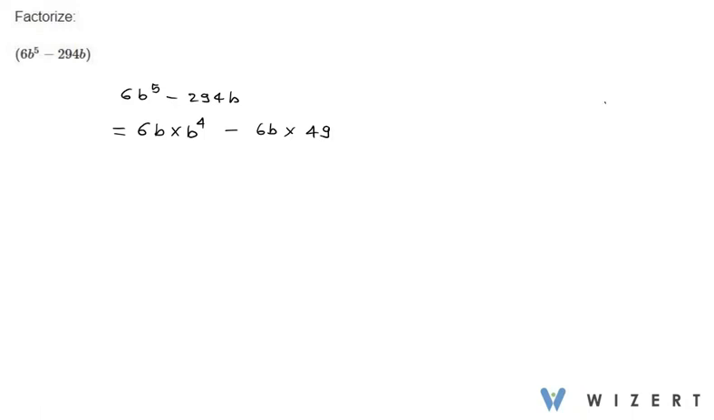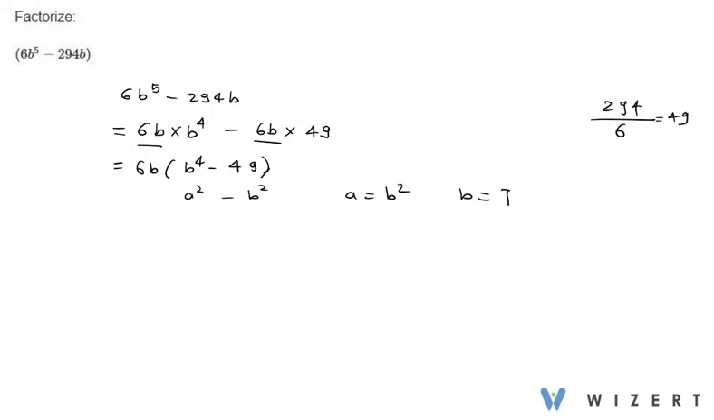When 294 is factorized and divided by 6, we get 49. So now we can take 6b common out of both. So we get 6b times (b to the power 4 minus 49). Now if we observe the bracket, this looks like a square minus b square, where a is equal to b square and b is equal to 7.